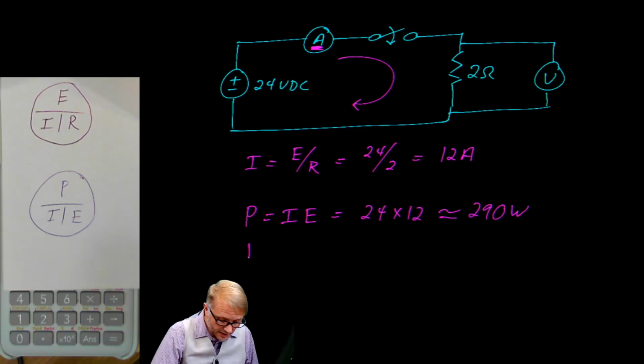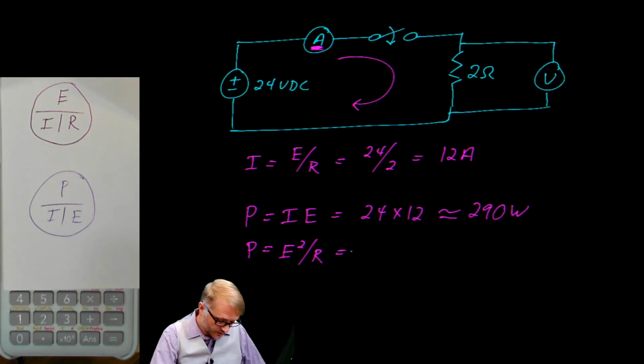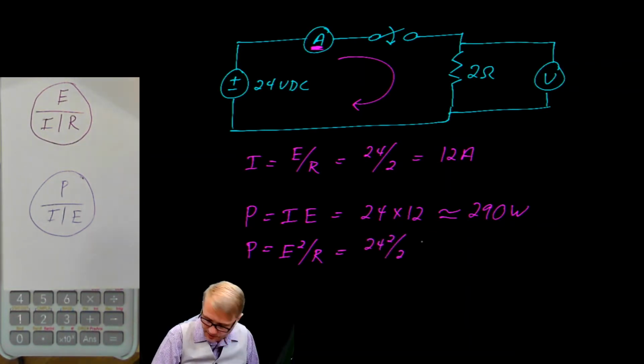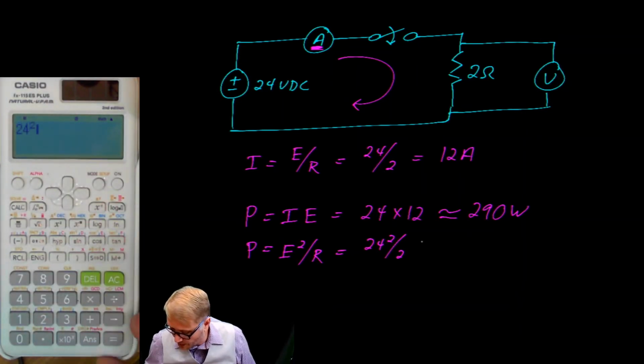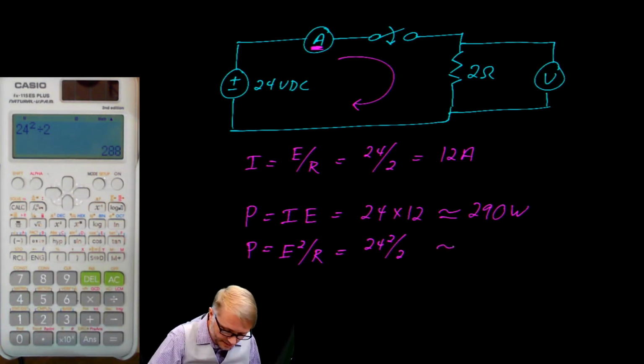We could use those other formulas as well. We could say power is equal to voltage squared divided by resistance. So what is our voltage? That's 24 squared divided by 2. Let's try out our calculator here, see if that's true. So 24 squared divided by 2. Yep, so that's approximately 290 watts.